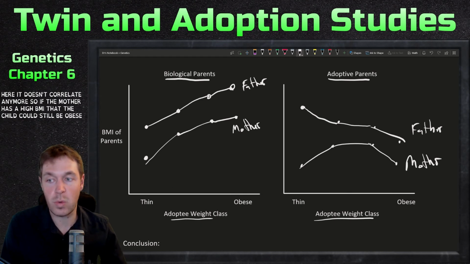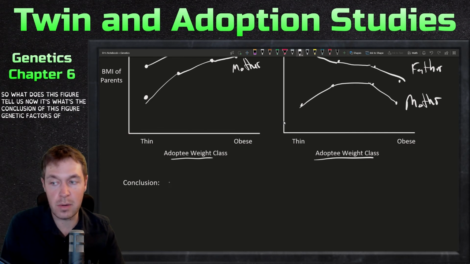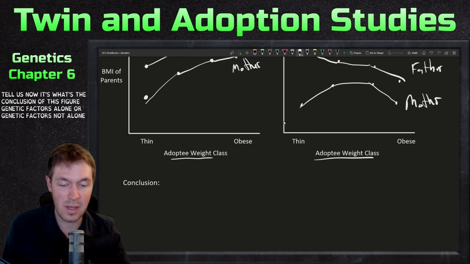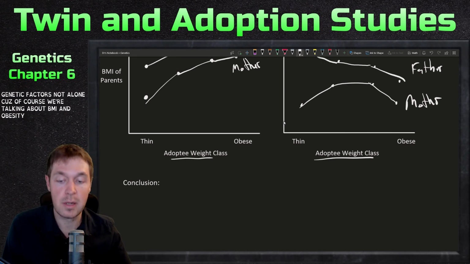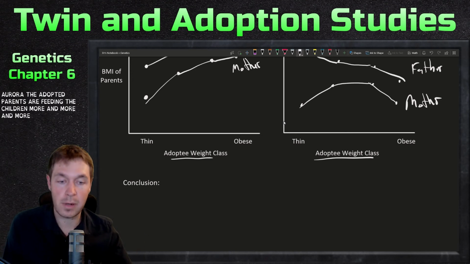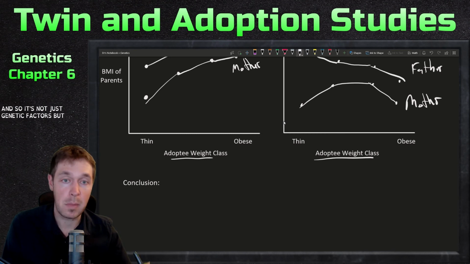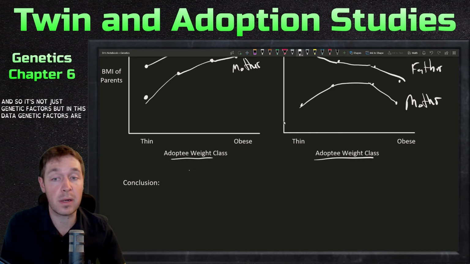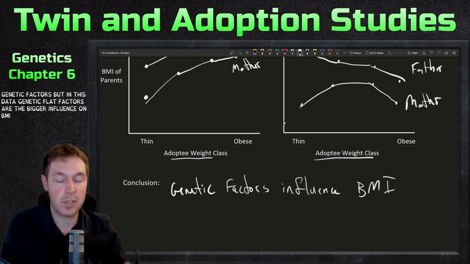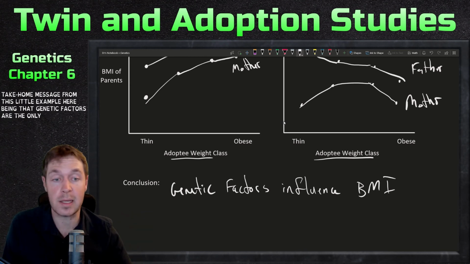obese. So what does this figure tell us? What's the conclusion of this figure? Genetic factors, not alone, because of course we're talking about BMI and obesity here, so environment plays a role. If the adoptive parents are feeding the children more and more, they're going to have a chance of being more obese. So it's not just genetic factors, but in this data, genetic factors are the bigger influence on BMI. I just don't want you to take home the message that genetic factors are the only thing that influence BMI.